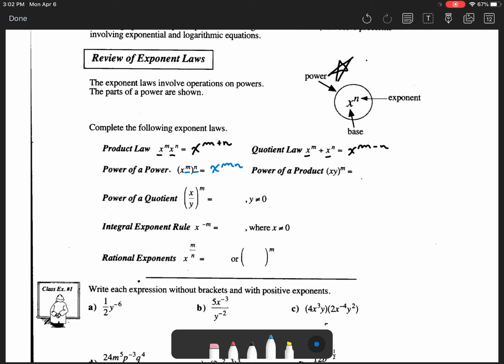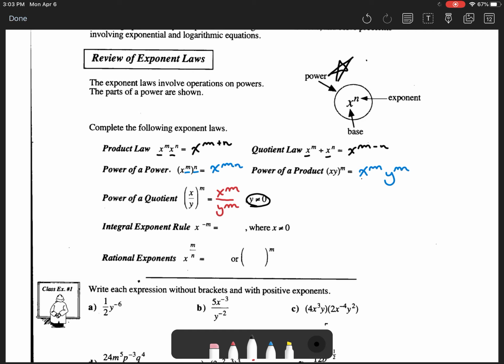The next law, power of a product: I have xy in brackets, both to the exponent of m, so that m belongs to both the x and the y. So I have x to the exponent of m and y to the exponent of m. Power of a quotient, the next law, same idea. I have x over y, all to the exponent of m, and so that exponent of m belongs to both the x and the y. Beside it, where they have y cannot equal 0, that's just a restriction to make sure that the denominator is not equal to 0, because if it is, I'm dividing by 0, and therefore that whole expression would be undefined.